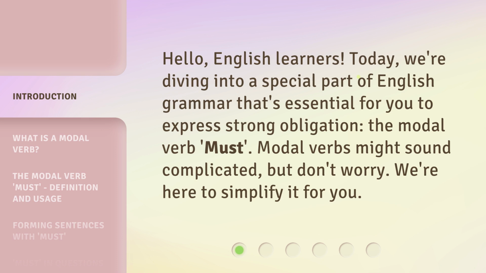Today, we're diving into a special part of English grammar that's essential for you to express strong obligation. The modal verb must. Modal verbs might sound complicated, but don't worry. We're here to simplify it for you.